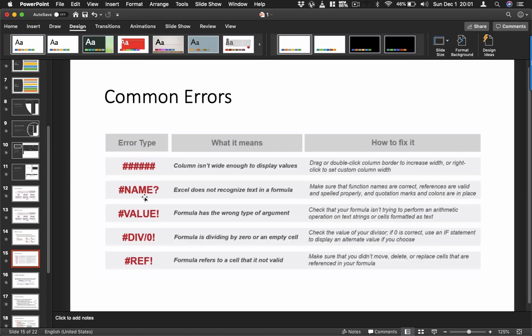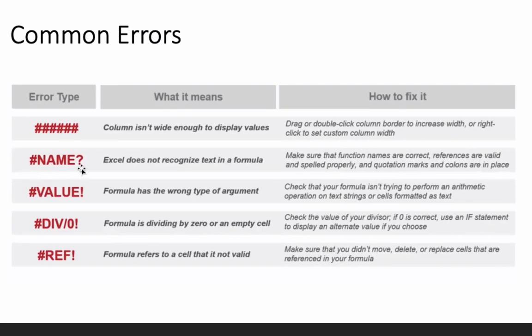The next error we have is #NAME? It means that Excel does not recognize the text in the formula. So what you could do is to make sure that the function names are correct, references are valid and spelled properly, and quotation marks and colons are in place. The third example is #VALUE!, which means that the formula has a wrong type of argument.